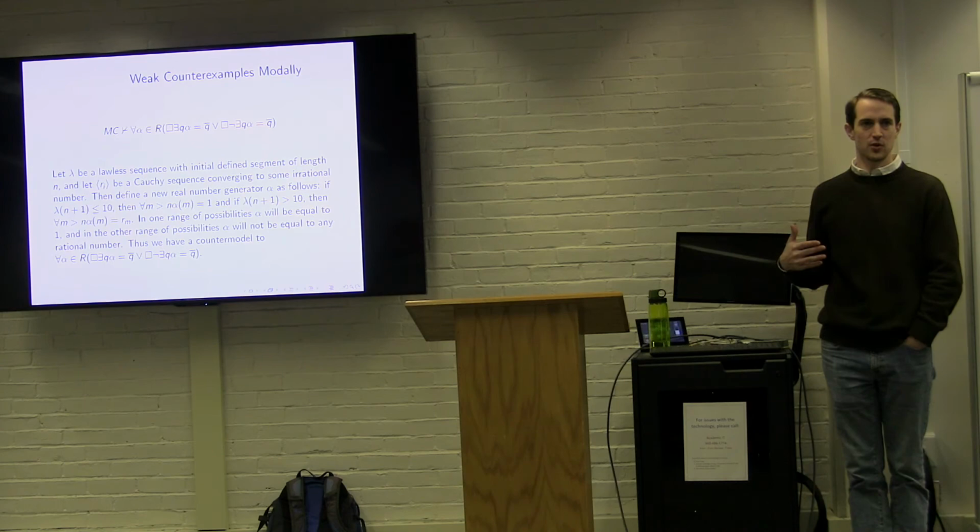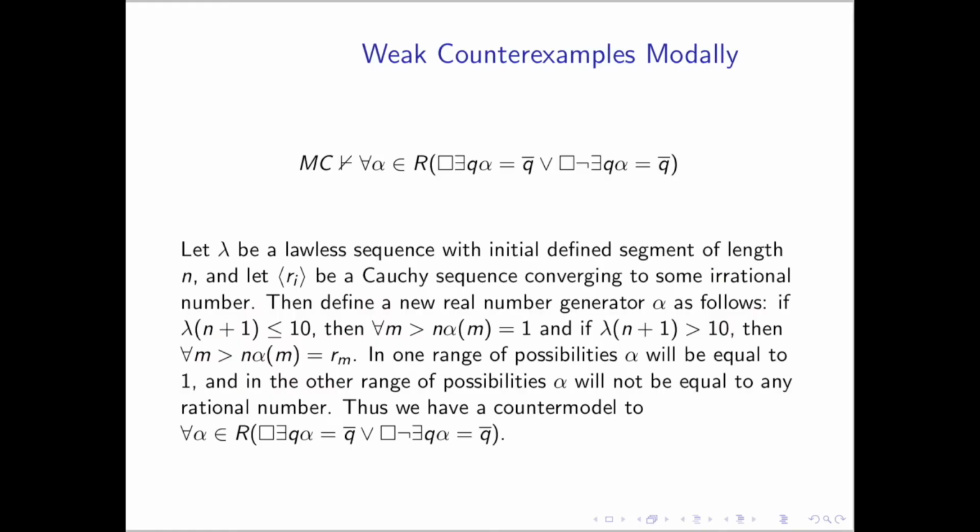So we're going to start with this lawless sequence lambda, and say it has an initial defined segment of some length n, because we know it's going to be finite. So just find that n. And let R_i be a Cauchy sequence converging to some irrational number, doesn't really matter what. Then we'll define alpha as follows. If the next value of lambda is less than 10, then we're just going to set alpha equal to 1 constantly for the rest of its values. But if the next value of lambda is greater than 10, then we'll let alpha follow this Cauchy sequence R. So in the former case, alpha will be equal to 1. In the latter case, it will be equal to some irrational number.